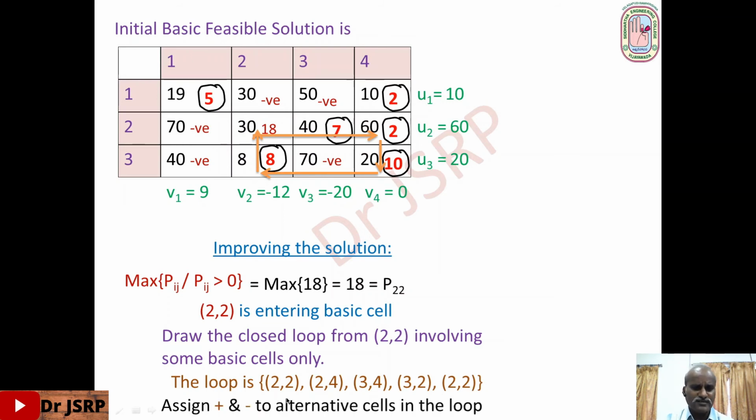Next, assign plus and minus to alternate cells starting from the new cell. The starting cell is this. First assign plus here. The next cell is minus, the next cell is plus, and the next cell is minus and plus. Or if you consider the loop in this direction, plus minus, you get the same signs. So whatever the direction, either clockwise or anti-clockwise, you get a unique loop, and assign plus and minus alternately starting from the new cell.